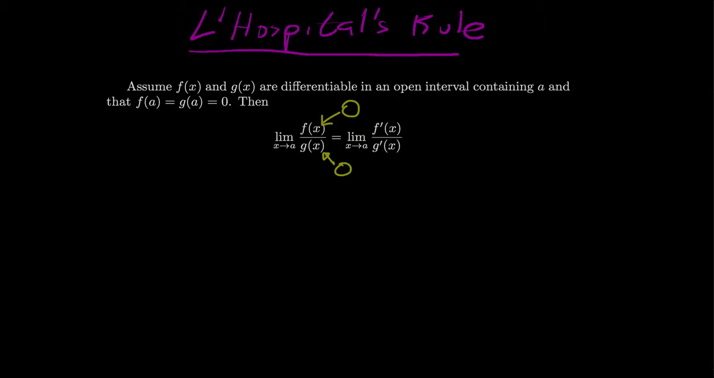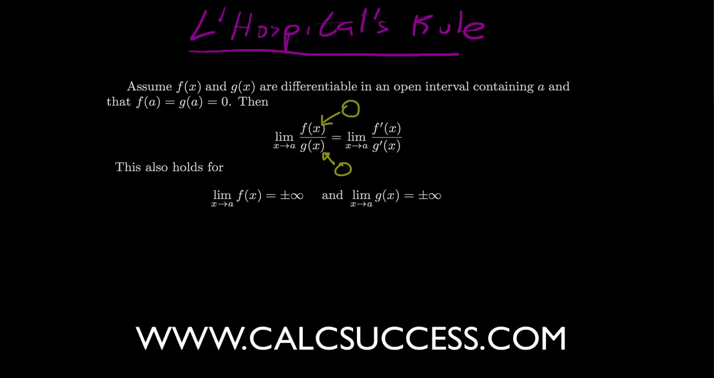Now also I want to point out that this also holds for when the limit on top and the bottom is infinity over infinity. So let's put that down right here. Okay, so if you get infinity over infinity on top and on bottom, you can use this same rule.